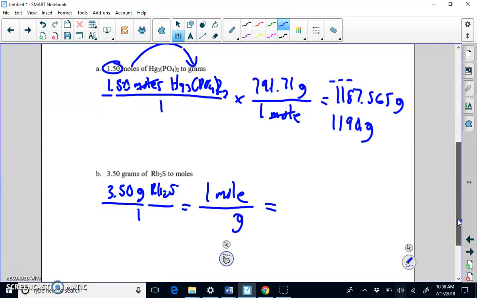So Rb is 85.47, and there are 2 of them. And then sulfur is 32.06. That one I memorized. And we get, oh wow, a nice number, 203. How could that be possible? Let me do that again. It's never a nice number. Plus 2 times 85.47. Yeah? Okay. Now in this case, grams is going to cancel, and now we're going to divide. 3.50 divided by 203.